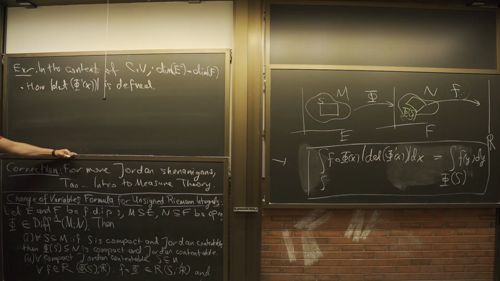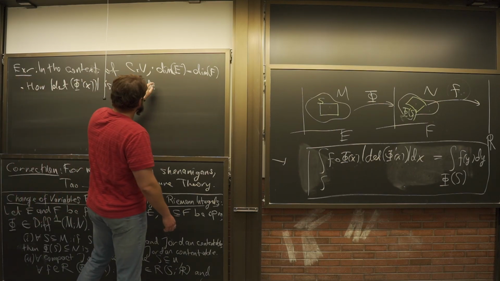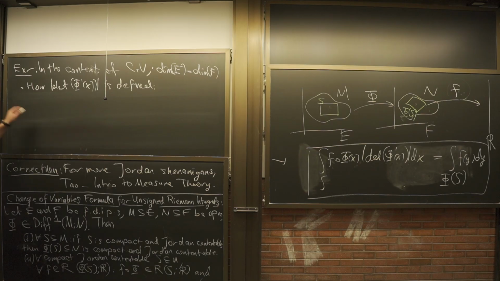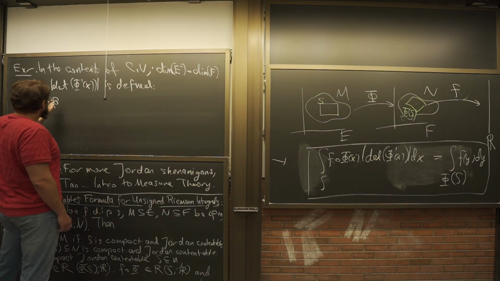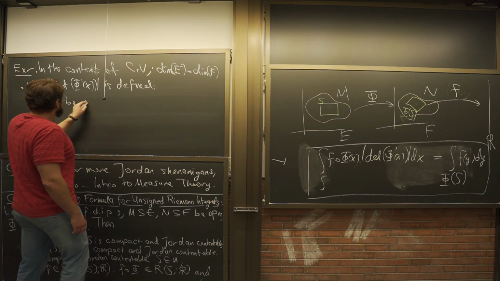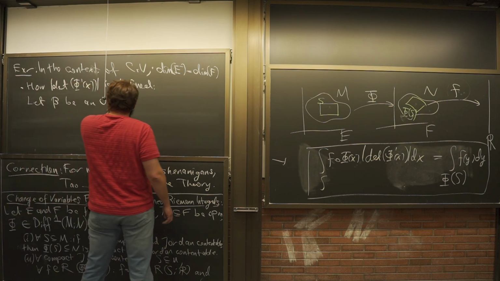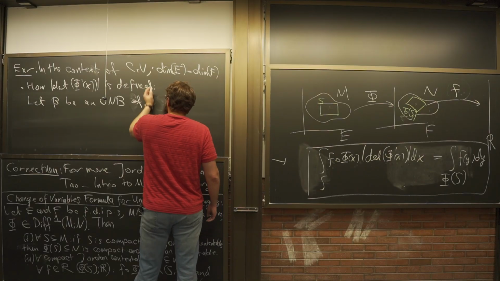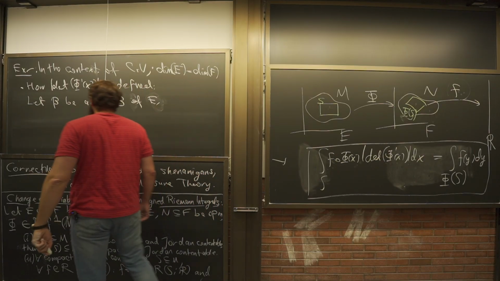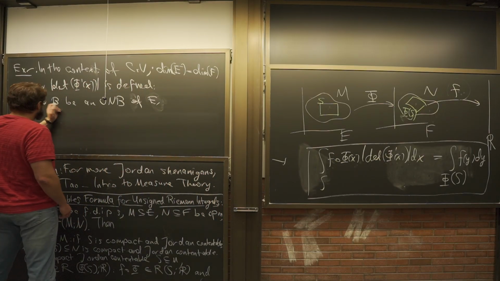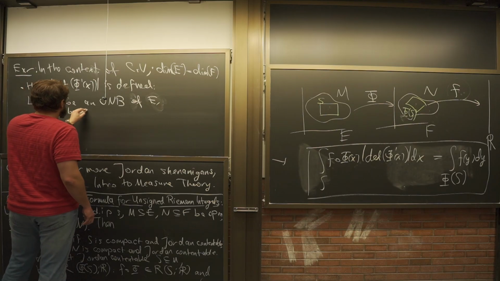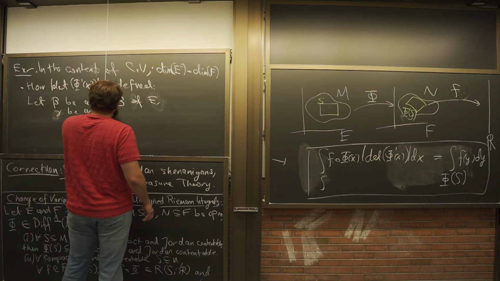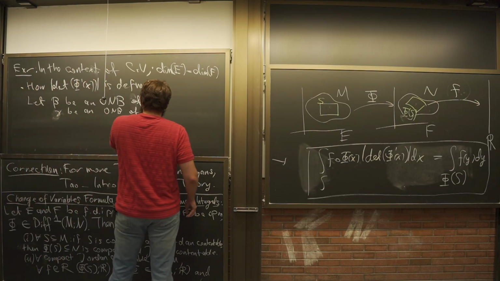Okay? So here's the idea. Let beta be an orthonormal basis of E and gamma be an ONB of F.